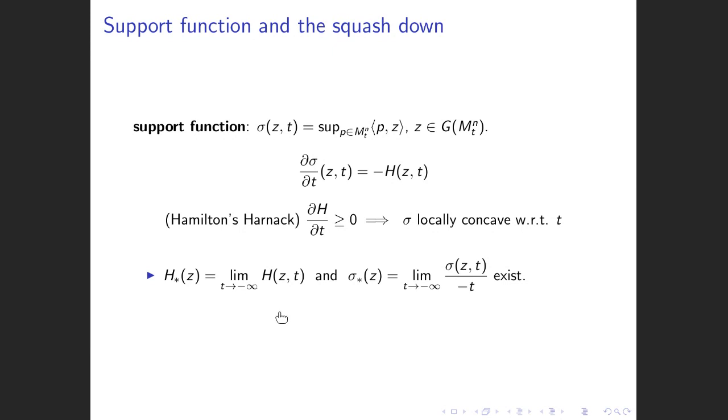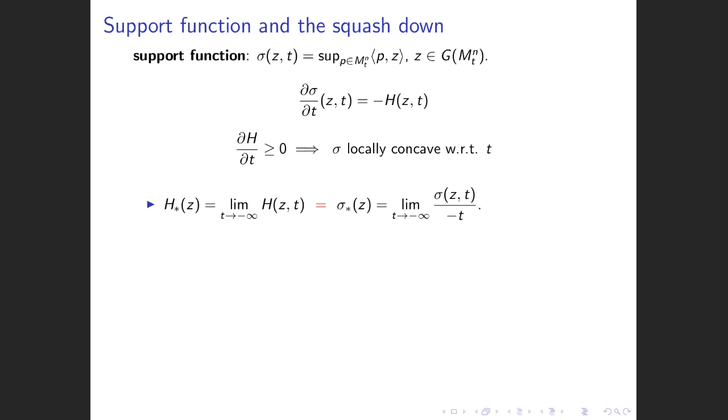So I take the limit of the mean curvature as time goes to minus infinity, and of the support function over t. And in fact, the two have to be the same. This is a consequence of sigma being locally concave with respect to time. Then one can play with this, and you get this property.